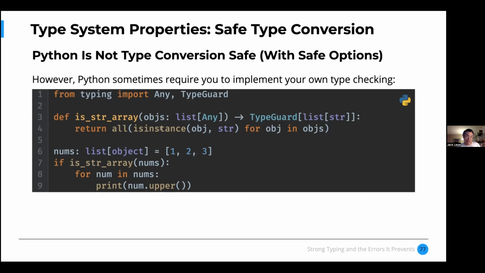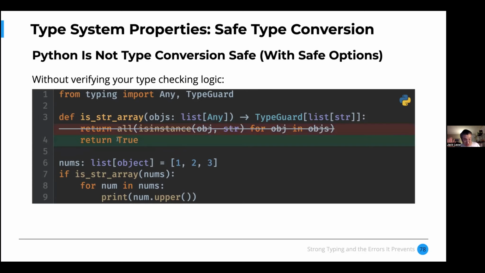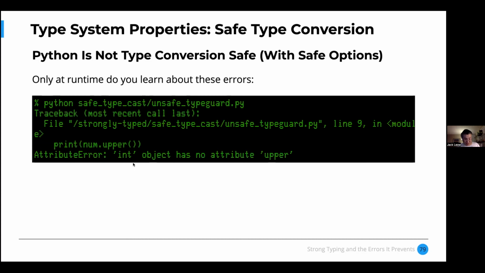However, as you can imagine, because Python is really relying on the programmer to do the type checking, you can do whatever you want, right? So you can just return true. And basically, if you ran this, you will get a runtime exception because you're doing it wrong.